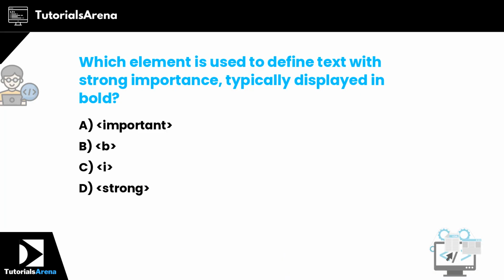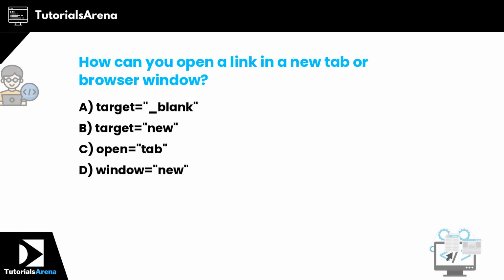Which element is used to define text with strong importance, typically displayed in bold? The correct answer is option D, strong. How can you open a link in a new tab or browser window? The correct answer is option A, target equals _blank.